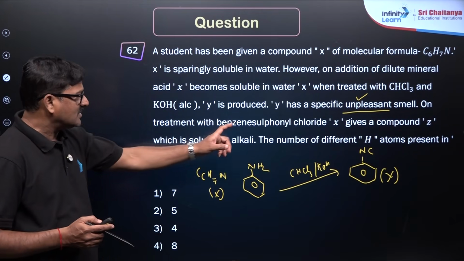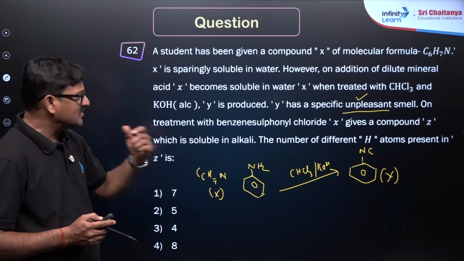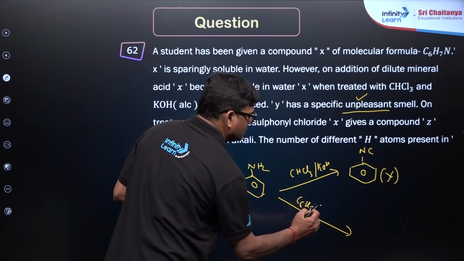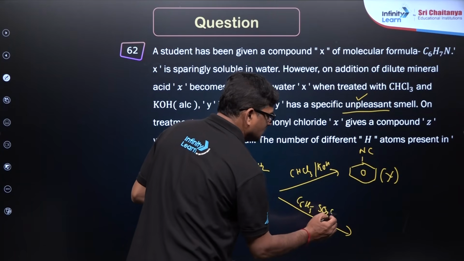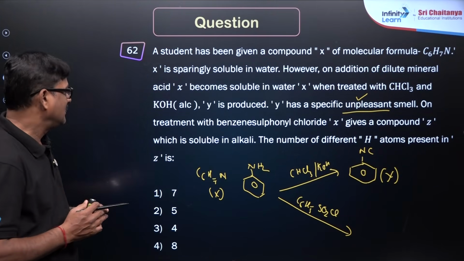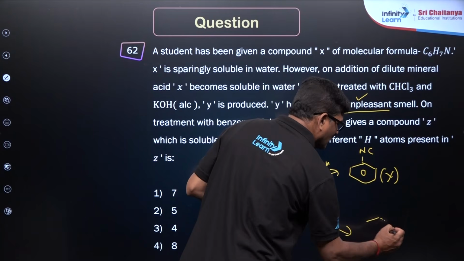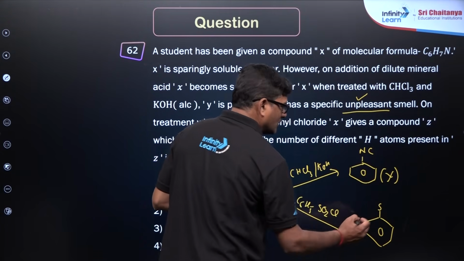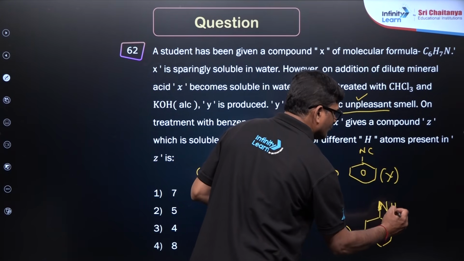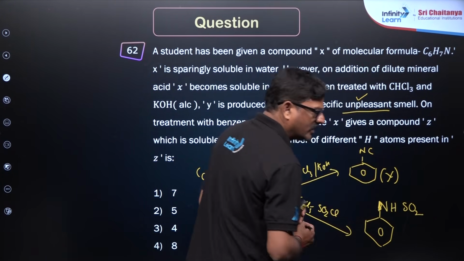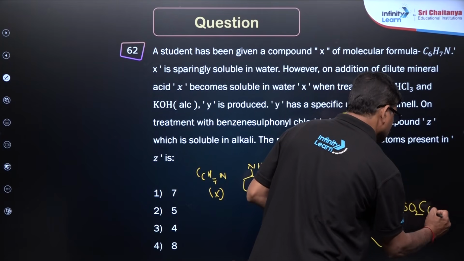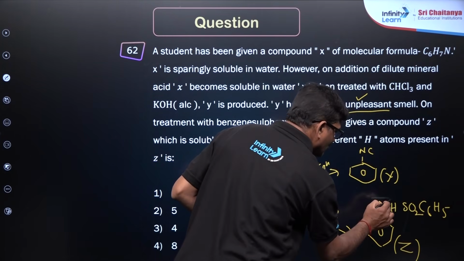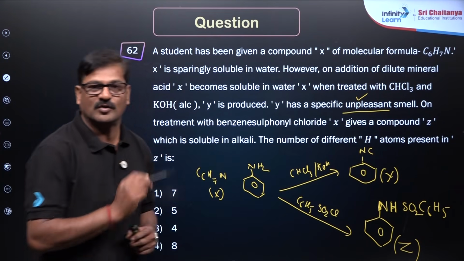On treatment with benzene sulfonyl chloride, X gives a compound Z. Benzene sulfonyl chloride, C6H5SO2Cl, is Hinsberg's reagent. It is going to give a compound soluble in alkali. So that is going to be C6H5SO2NH, and this compound is soluble in water because you have a proton over there.